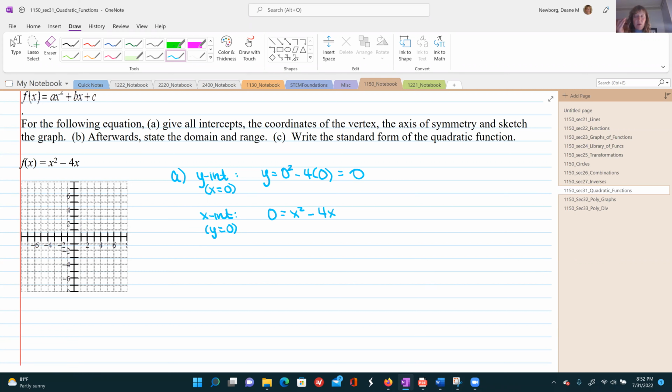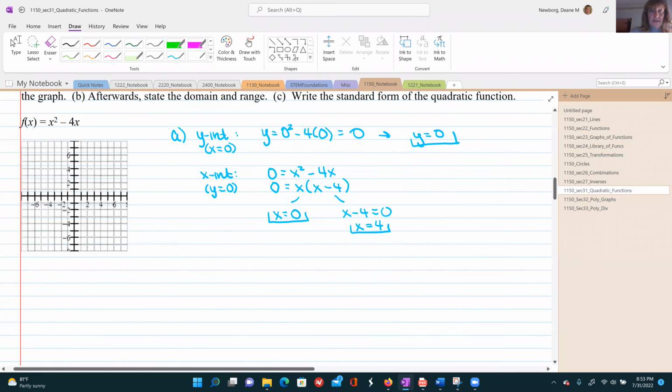And then whenever there's an x squared, we want 0 to be on the other side. I don't want to add the 4x to both sides. Keep it as 0. What you want to do instead is factor. Both of those terms have an x in common, so I can factor out x. And we'd be left with x minus 4, and then set each of those things equal to 0. So we get x equals 0, x minus 4 equals 0, add 4 to both sides, and you get x equals 4. So those are the two x-intercepts. This was the y-intercept.